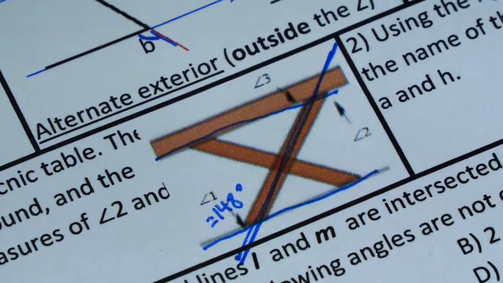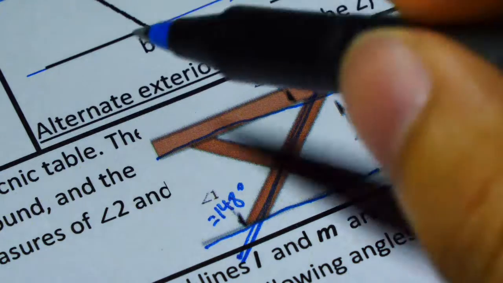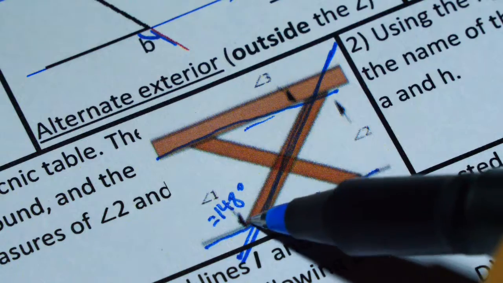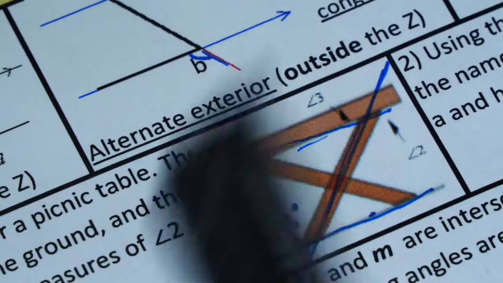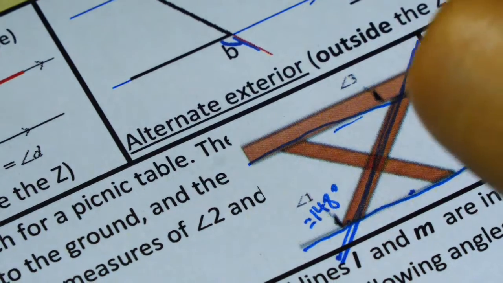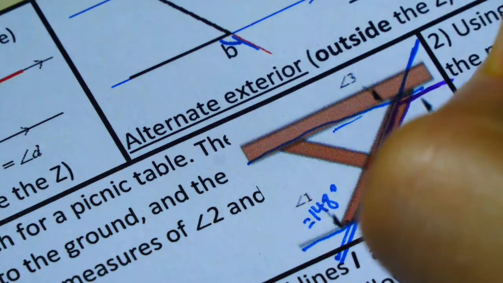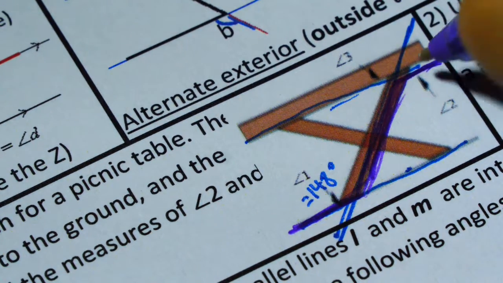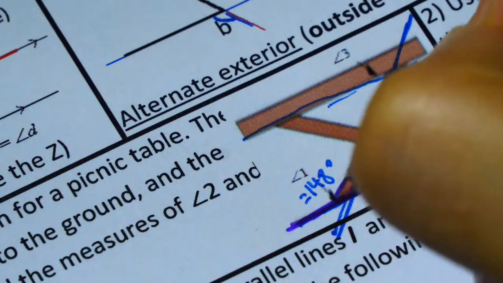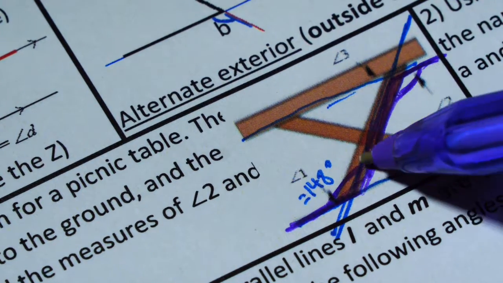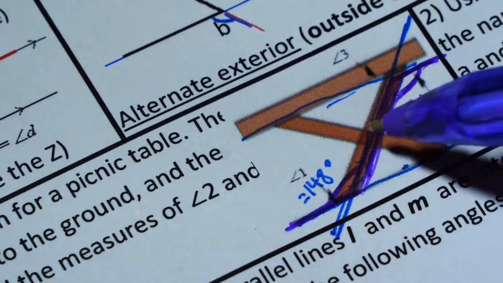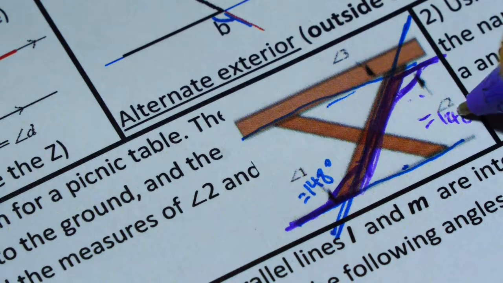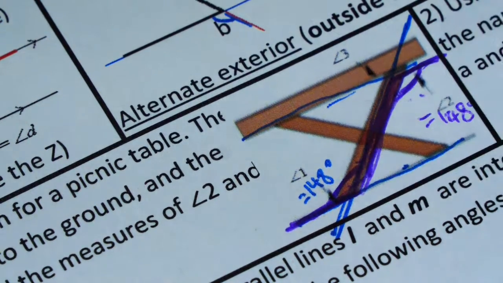Now if we remember our Z, we have a Z here, but this is not inside the Z. Let's make a Z here. Z like this. So inside the Z we have this angle and this angle. So this angle and this angle should be the same because they are inside the Z. So this also should be 148 degrees because it's the same as this one.